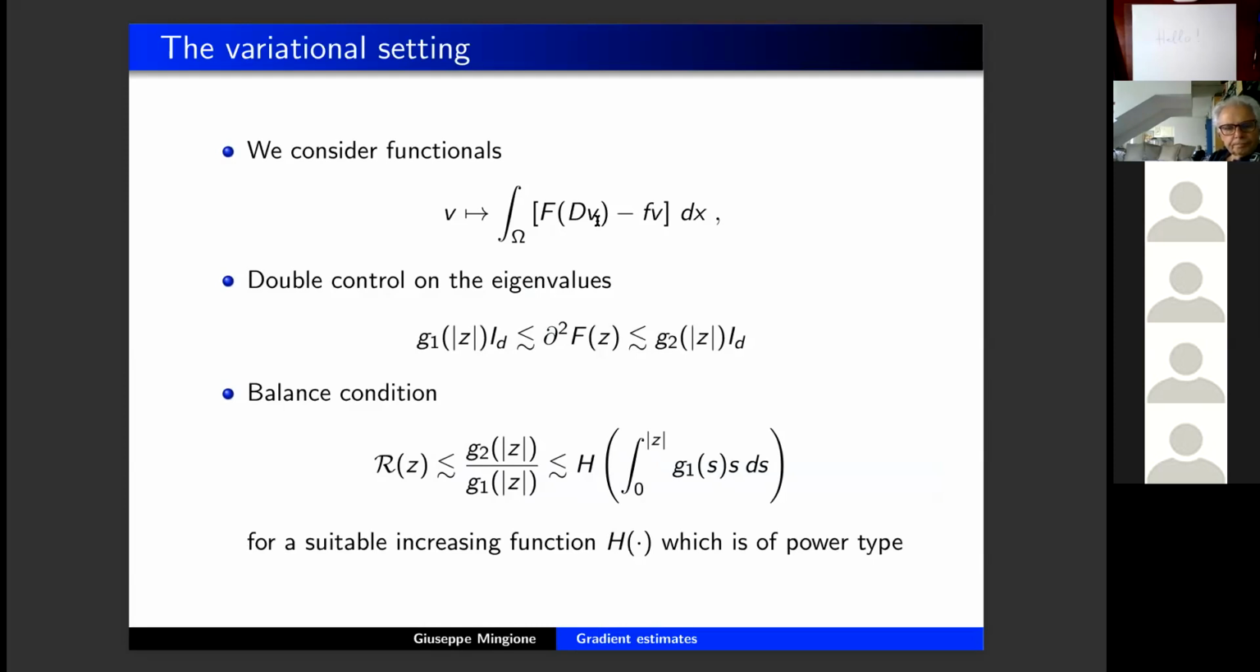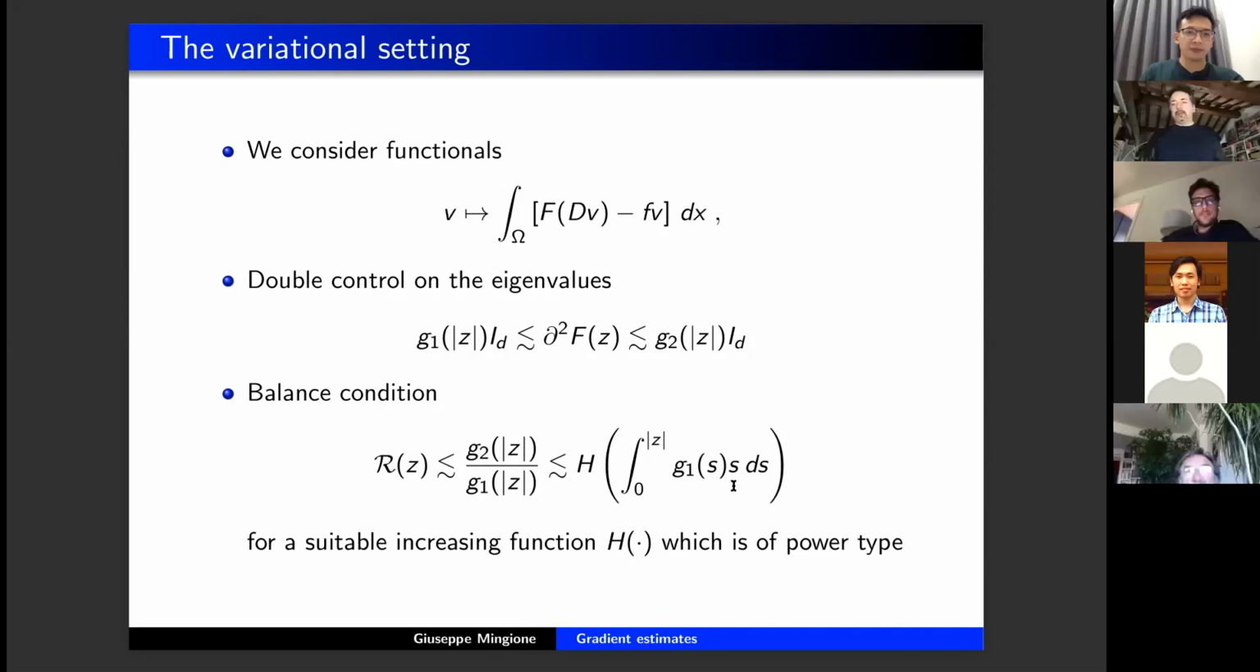So let me specify the assumptions. The assumptions are pretty general in the sense that you prescribe that this is the lowest eigenvalue and this is the highest eigenvalue. And then you prescribe a balance condition that tells that the ratio between the highest and the lowest eigenvalue is bounded by a power of this energy.